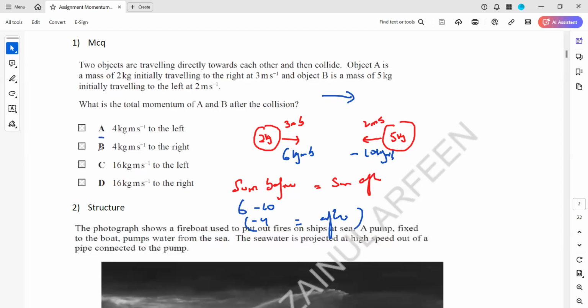So either A or B can be the answer. But what is the direction? Because we are getting a negative answer, what does it mean? It should be A. Is it clear? When two objects collide with each other, the total momentum before must equal the total momentum after. The momentum before was negative 4, so according to the principle of conservation of momentum, the momentum after should also be negative 4. And negative 4 means what? The negative sign shows that we took the right-hand side direction as positive, so the left-hand direction is negative.